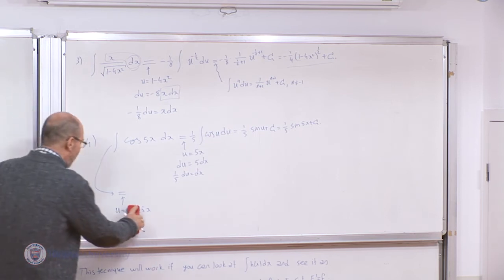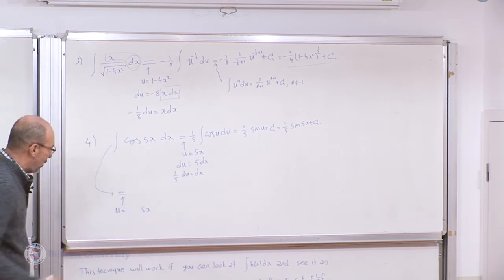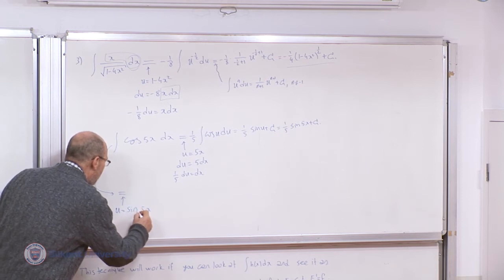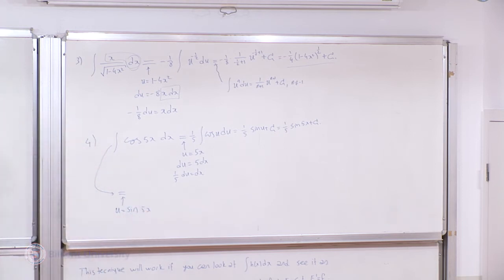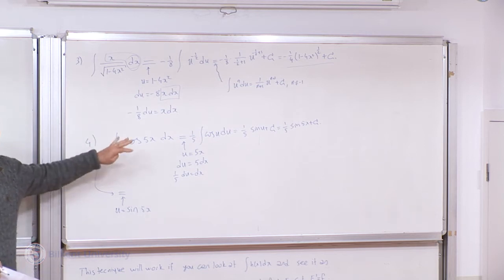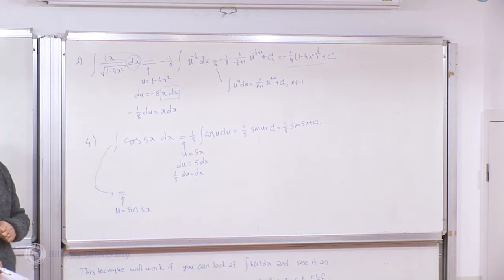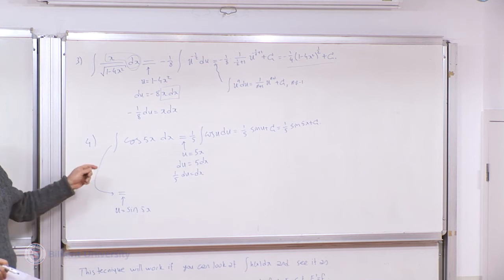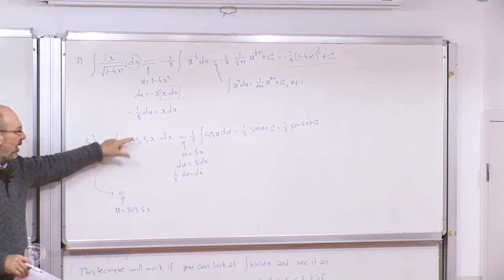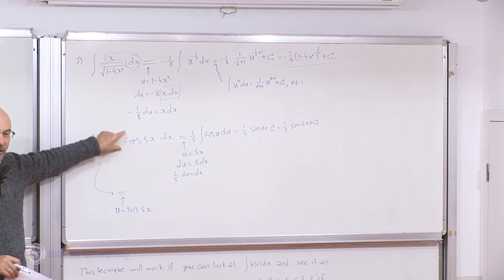Okay, then let's say u equals sine 5x, because you are suspecting that the answer will be something with sine. In this simple example, it's trivial, but even in more complicated problems, sometimes this works. You immediately guess something more or less about the answer.